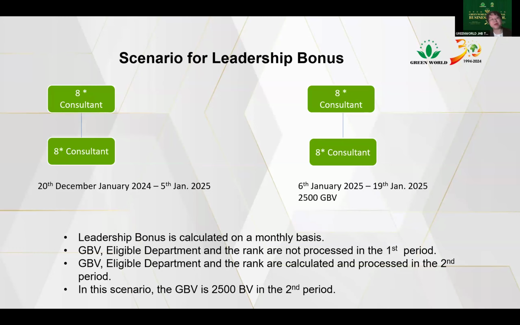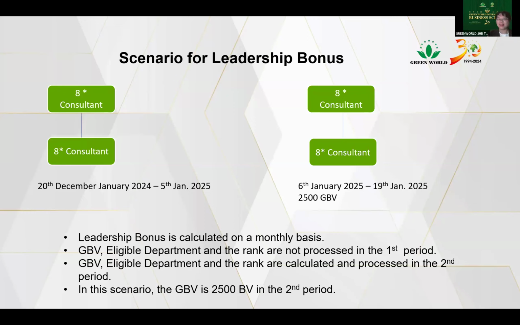What if I am an 8-star consultant, and my same status distributor in the first 2 weeks finishes the group BV of 1,500, and then in the second period, which is the third and fourth weeks, he finishes another 1,000 GBV. So altogether, we put it together, it is 2,500 GBV. How does it affect the rank? How does it affect my leadership bonus?